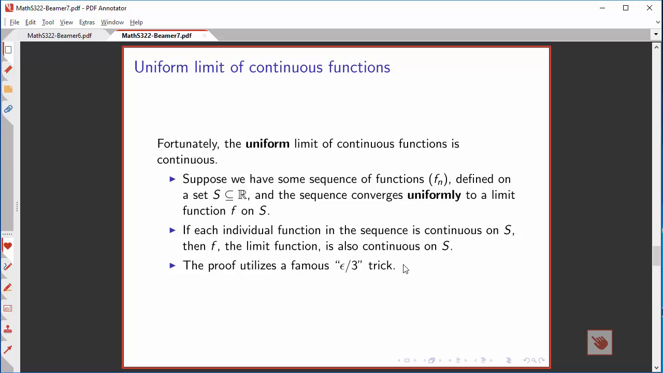You're thoroughly familiar now with the epsilon over 2 trick. You've been using it since the second day of class. This proof uses an epsilon over 3 trick, which is almost as generalizable as the epsilon over 2 trick, though we won't see that many more examples of it in this course.